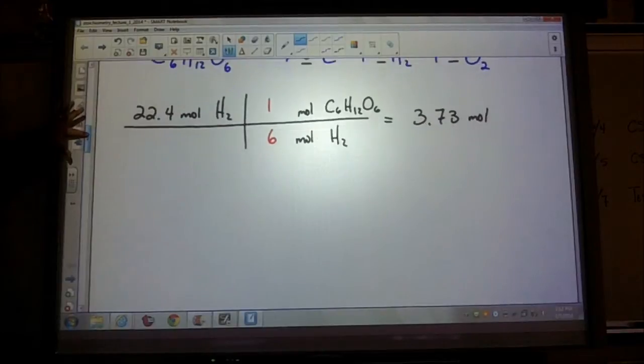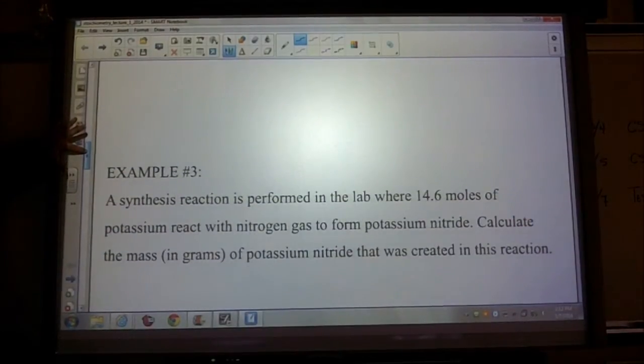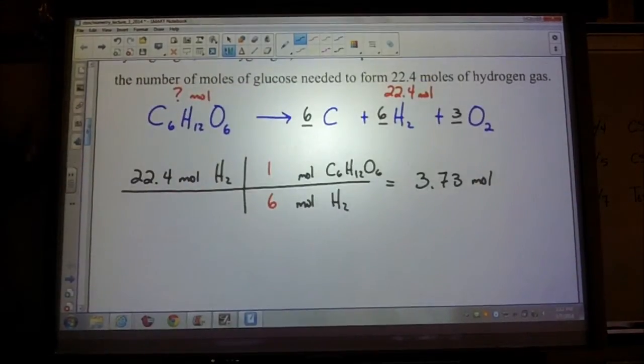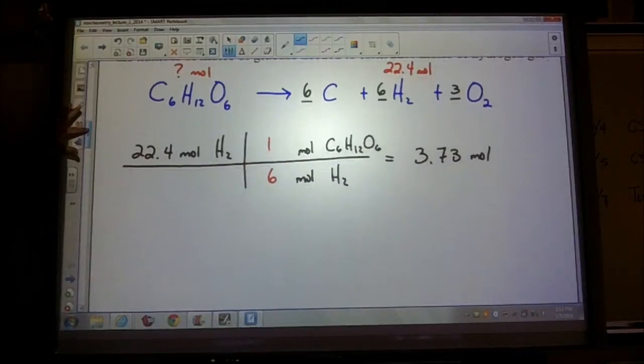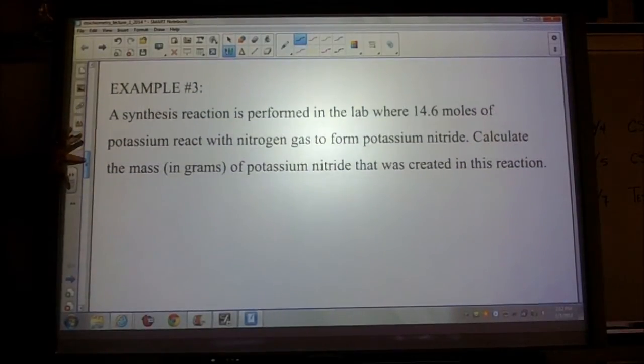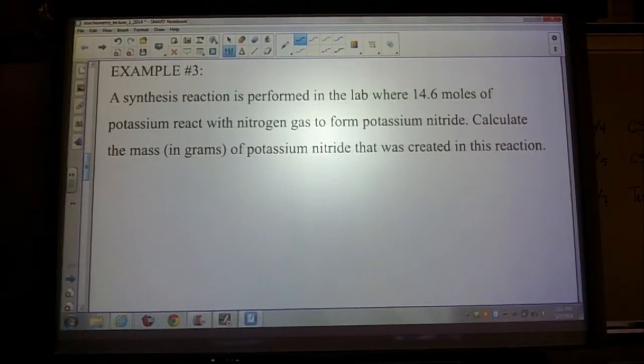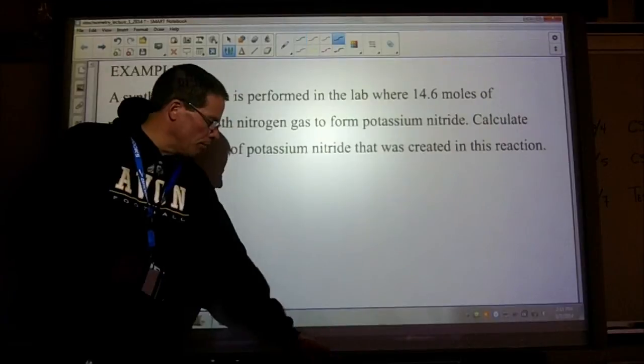It's not going to be hard. All right, turn to example number 3, on page 7. Again, we're still using the same 4 steps. Example number 3 says, a synthesis reaction is performed in the lab where 14.6 moles of potassium react with nitrogen gas to form potassium nitride. Calculate the mass in grams of the potassium nitride that was created in this reaction.